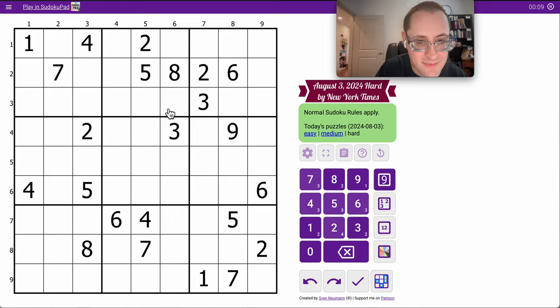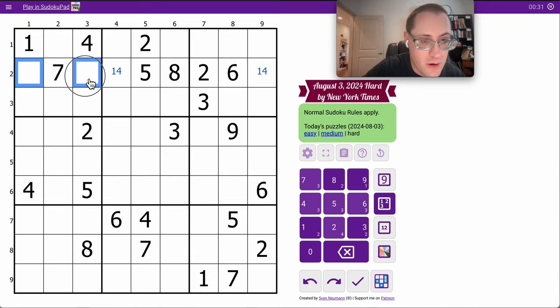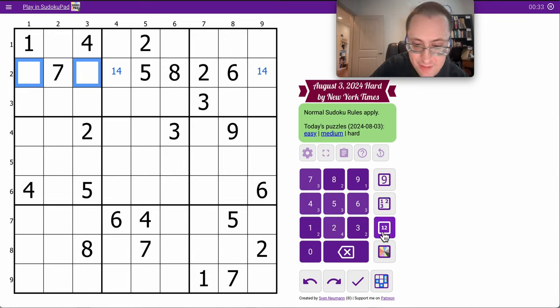Let's see. I'm going to start a little bit differently. I have 5 digits in row 2. Now, these can't be 1 because of the 1 in region 1, and that. No, 1 and 4 can't go here. So, actually, 1 and 4 must form a pair in those two remaining cells. That means these two are 3, 9.